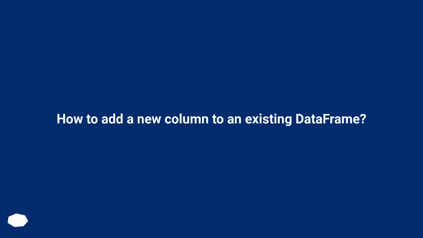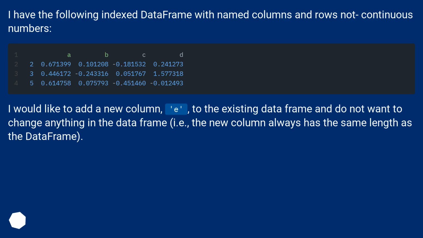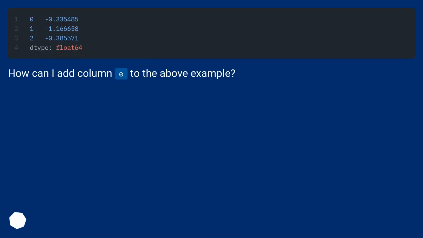How to add a new column to an existing data frame? I have the following indexed data frame with named columns and rows, not continuous numbers. I would like to add a new column, E, to the existing data frame and do not want to change anything in the data frame, i.e., the new column always has the same length as the data frame. How can I add column E to the above example?